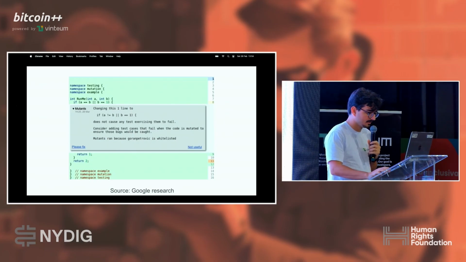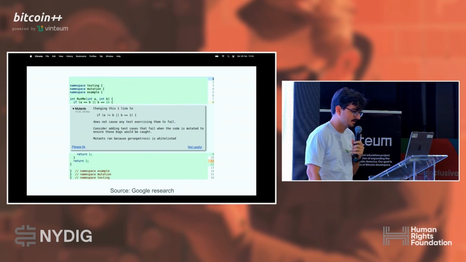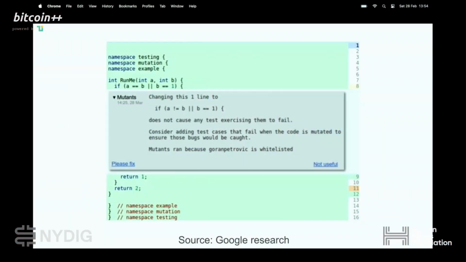This is used by many big companies like Google, Facebook, and other big projects. I think some Bitcoin projects also use mutation testing. Like I know Bitcoin Core, of course, but I know Rust Bitcoin and other ones. And okay, so I'm talking about mutation tests and fuzzing.